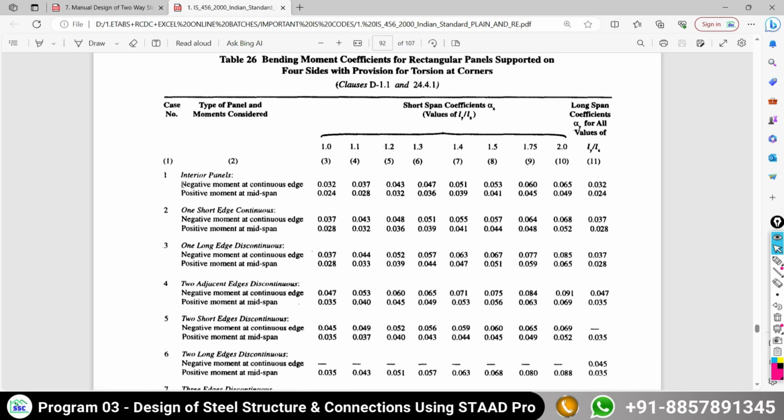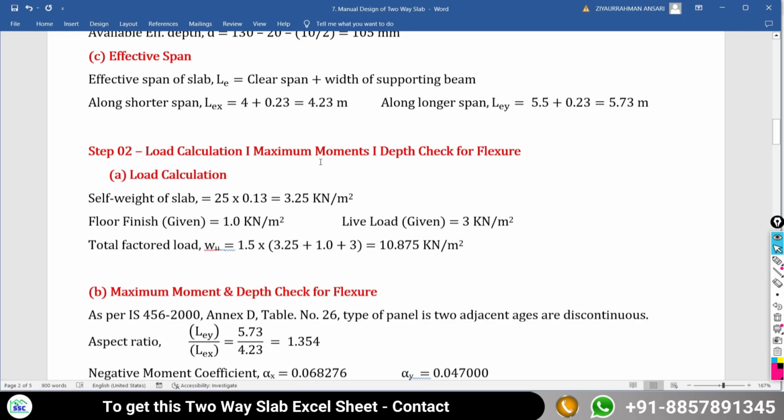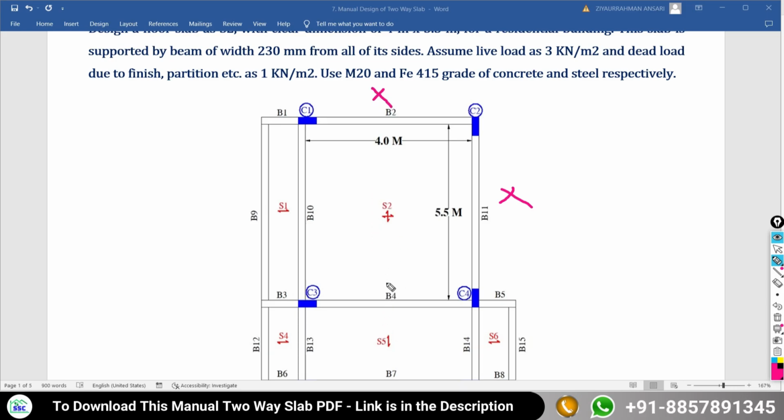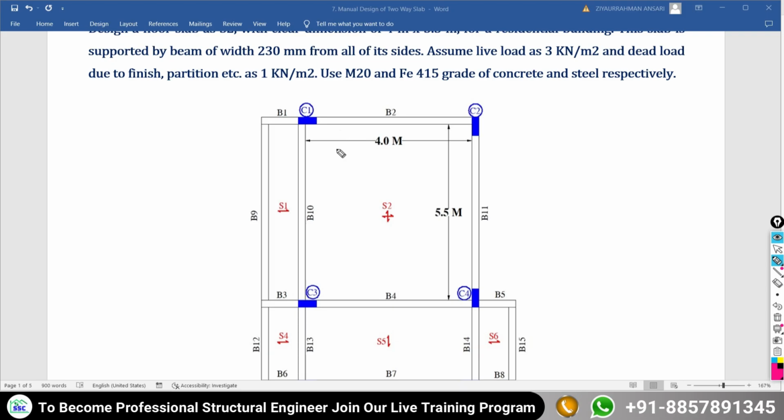In this, different types of panels are present based on the continuity of the slab. In our proposed example, this is the continuous type of slab. It is having discontinuity from this side, and from this side. But this floor slab is continuous from this side, and continuous from this side. So you have to decide the type of panel. Which type of panel is it? It is the interior type of panel, meaning having continuity on all of its sides. Or it has discontinuity on only one side, or discontinuity on two sides, or discontinuity on all of its sides.